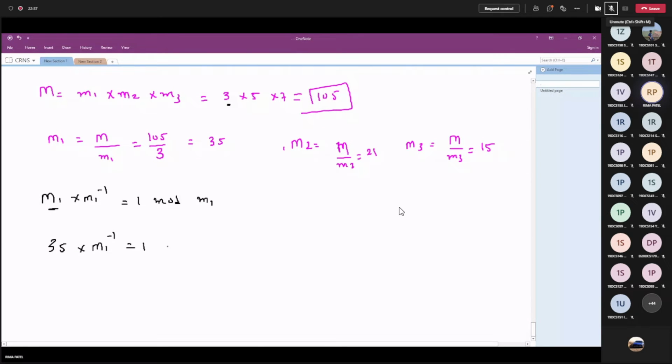Have we done this exercise before? Have we done this exercise before? Finding multiplicative inverse, yes or no? Tell me, have we done this kind of examples?